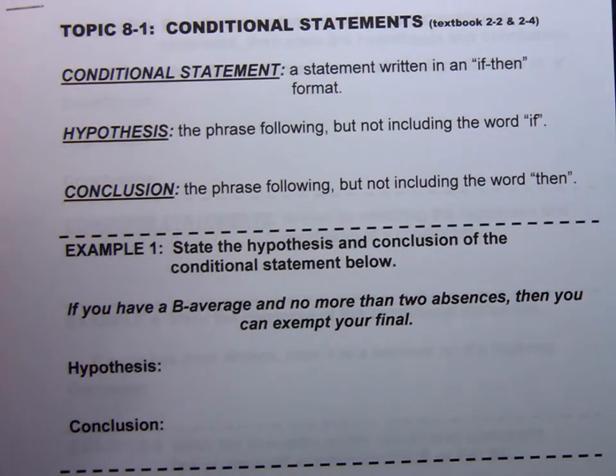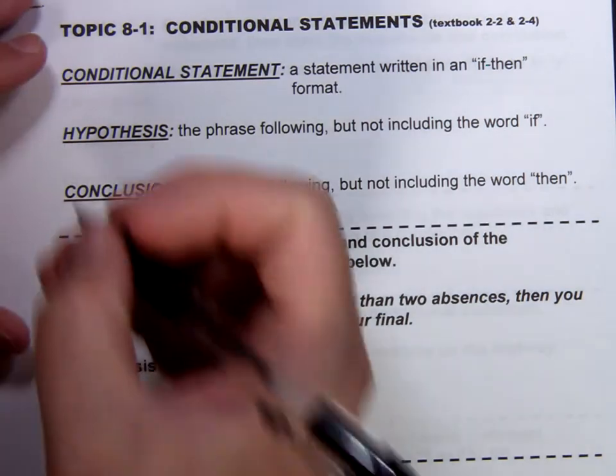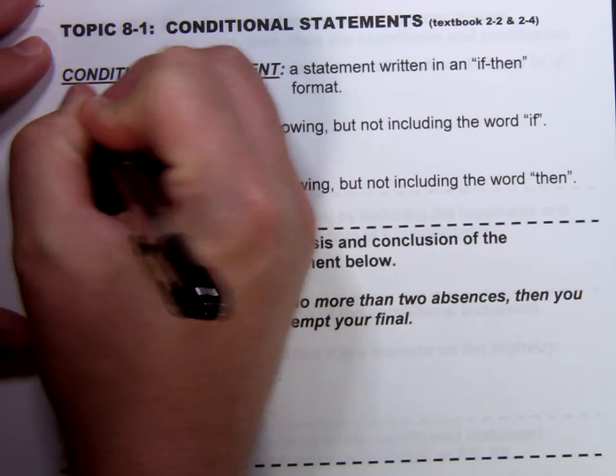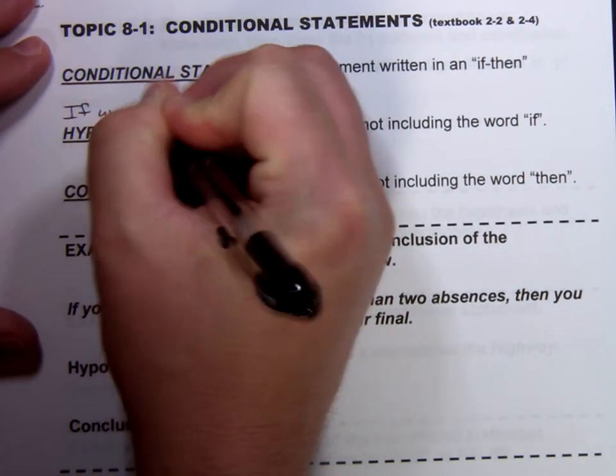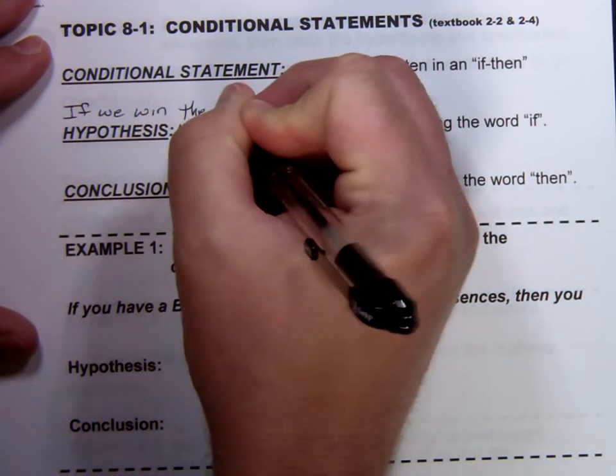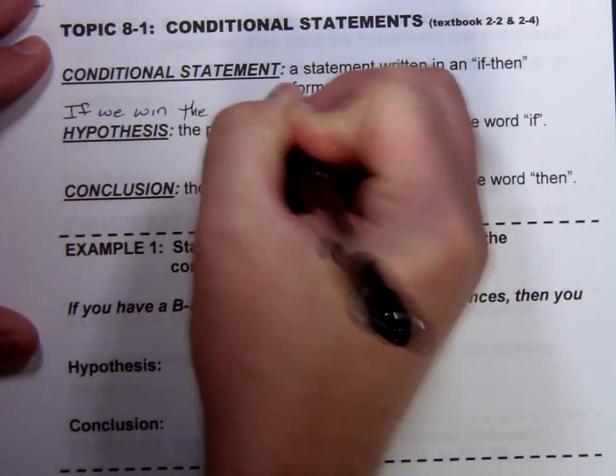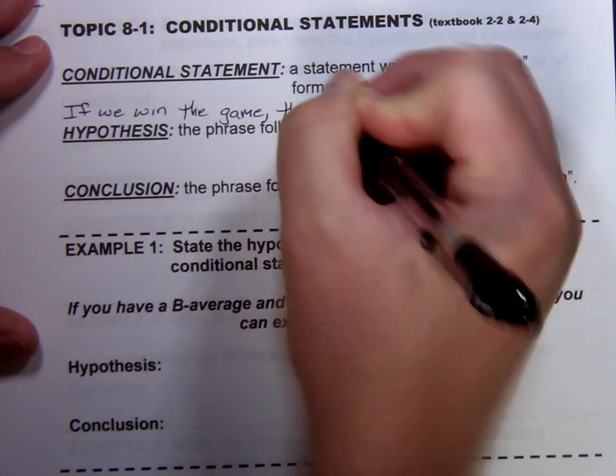Alright, we're going to talk about conditional statements. A conditional statement is a statement written in an if-then format. So an example of a conditional statement might be, if we win the game, then we will go to the playoffs.